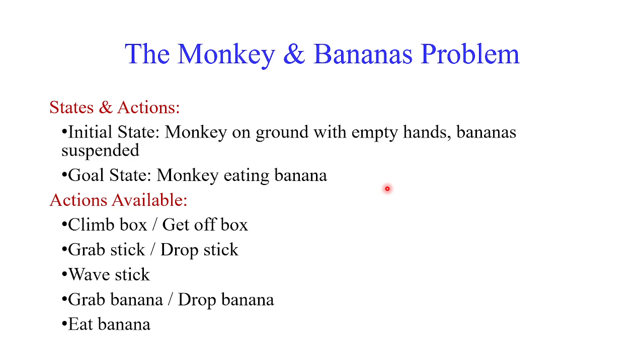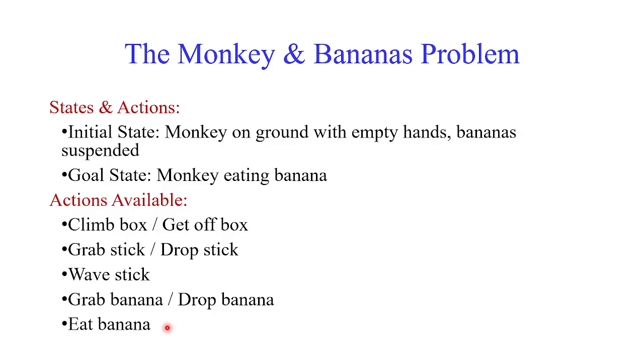The available actions for the monkey are: it can climb the box or get off the box, which is vertical movement onto or off the box. There is a stick; it can grab the stick or drop the stick, that is, pick it up or put it down. For waving the stick, we use the stick to knock the bananas from the ceiling. It can grab or drop the banana, that is, take or release the banana. Or it can eat the banana. This is the goal stage.